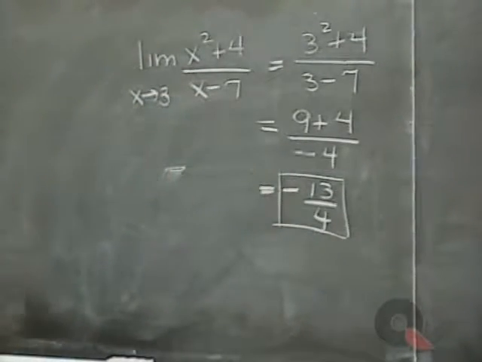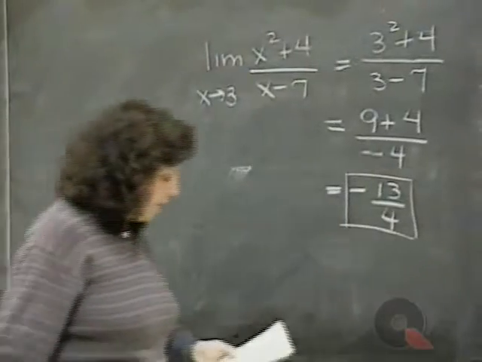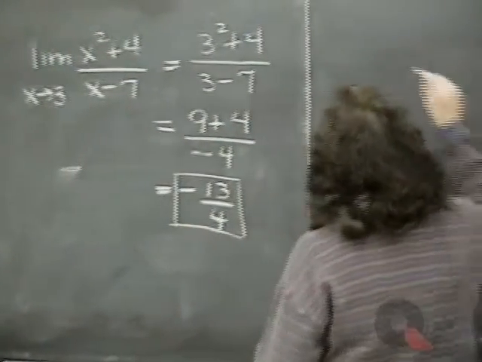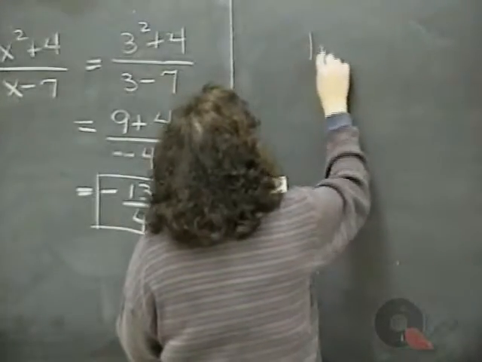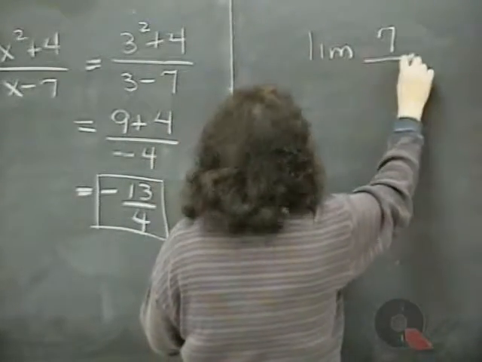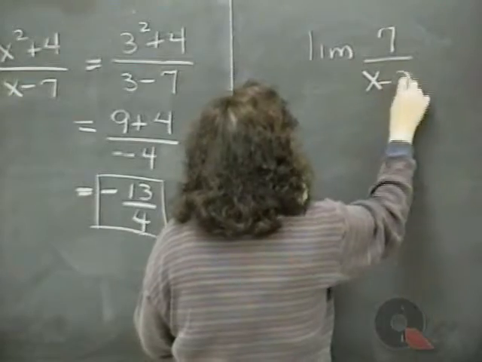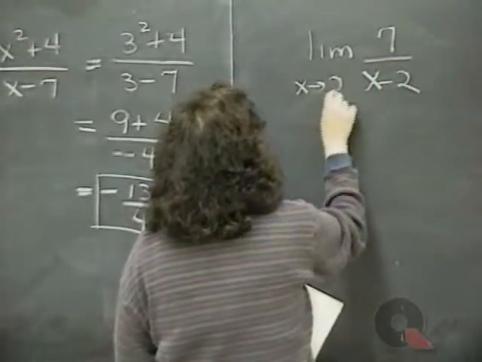As I said, this was a very straightforward problem. Okay, let's try a slightly different problem. Suppose we want to work out the limit of 7 over x minus 2 as x approaches 2.